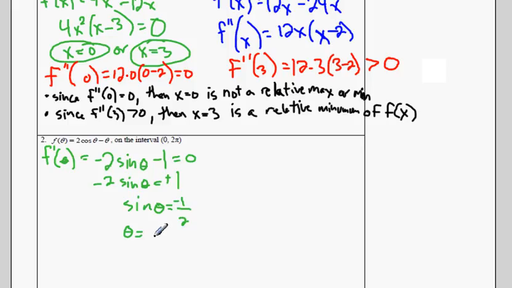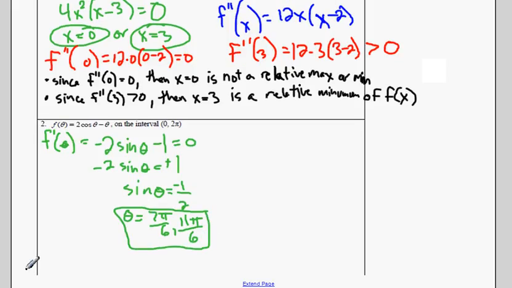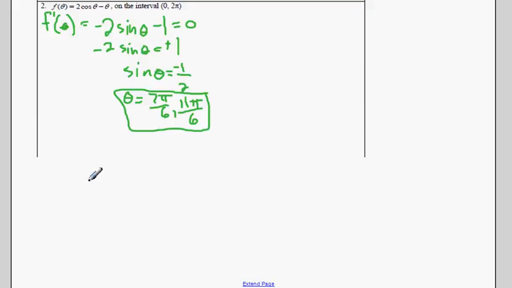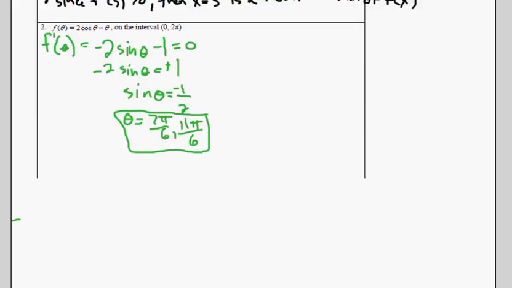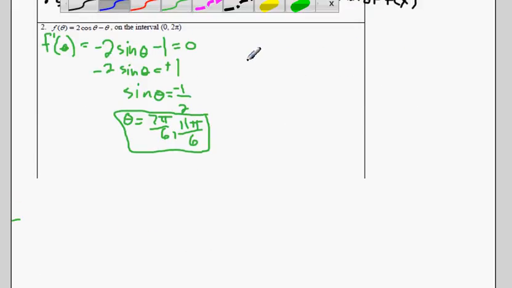Therefore, inverse sine on each side. 1 half is going to be pi over 6, but it's negative, and again, it's only from 0 to 2 pi, so it's going to be in the third and fourth quadrant. So pi over 6 is 30, so it's going to be 210 and 330, which is 7 pi over 6 and 11 pi over 6. Okay, so that's where the first derivative equals 0. So let's now take a look at the second derivative.